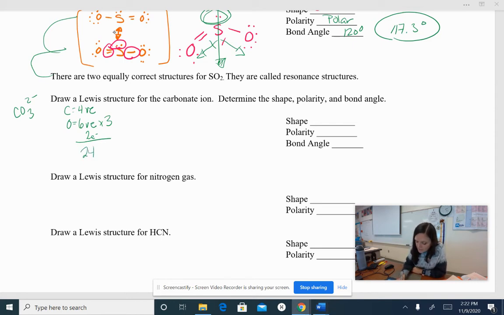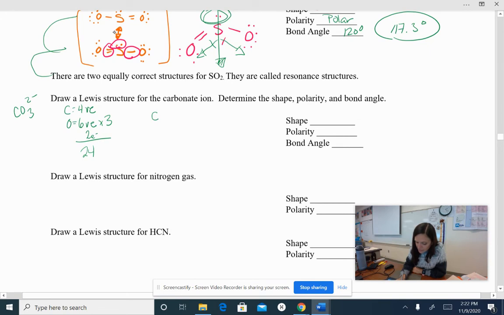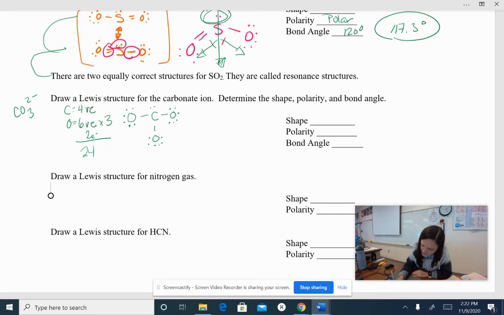Okay, so let's see here. I've got carbon, and if I draw a single bond to each of the oxygens, they have access to 2 electrons. So if I draw 3 lone pairs on each of these oxygens, I will satisfy their octets. And carbon has access to 1, 2, 3 bonds, so that gives us 6 electrons. So carbon's going to need a lone pair here. And because it's an ion, we are going to bracket it and put the charge. Okay, so I satisfied the octets.